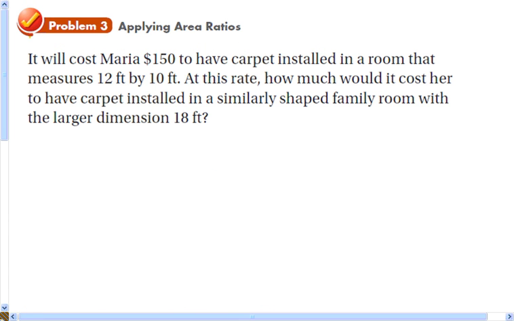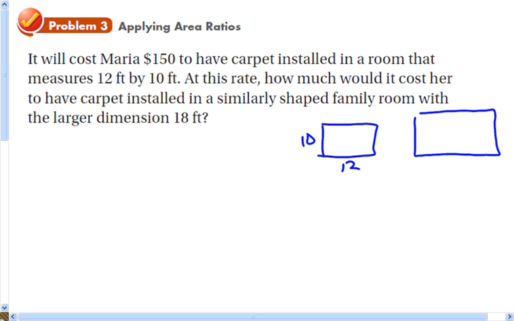All right, problem 3, we're going to apply these area ratios. So it will cost Maria $150 to have carpet installed in a room that measures 12 feet by 10 feet. At this rate, how much would it cost her to have carpet installed in a similarly shaped family room with a larger dimension, 18? So we have two family rooms. One is, say, 12 by 10, and the bigger one is 18 by something. We could figure that out if we want, but I don't know that we really need to know that.